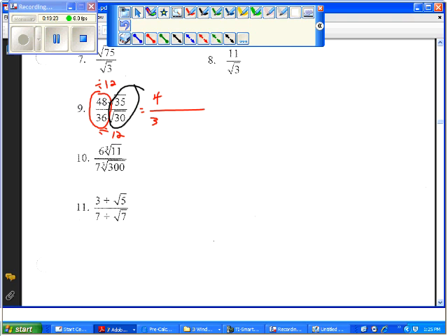Now, on the radical part, what's the biggest radical that will divide into both? Square root 5. Square root 5 will go into square root 35 and square root 30. We're dividing by the greatest radical factor, you see. And on top, square root 35 divided by square root 5 is square root 7. And on bottom, square root 30 divided by square root 5 is square root 6. And so this reduces to 4 square root 7 over 3 square root 6. We reduce radical with radical and number with number.